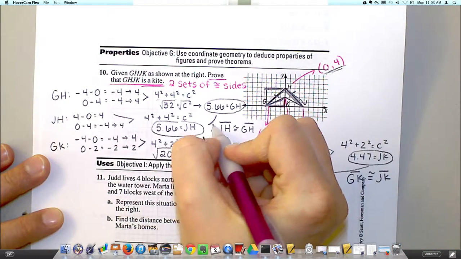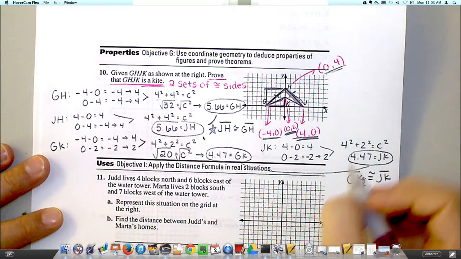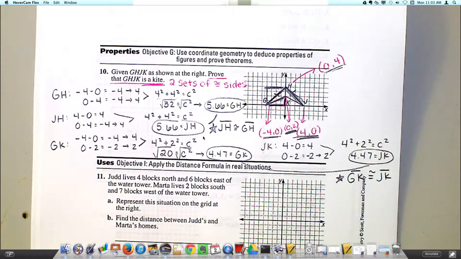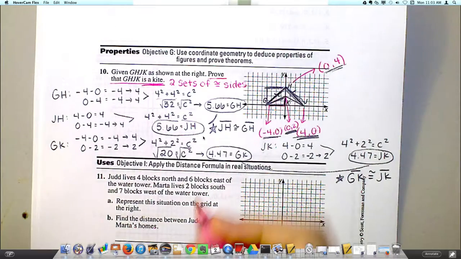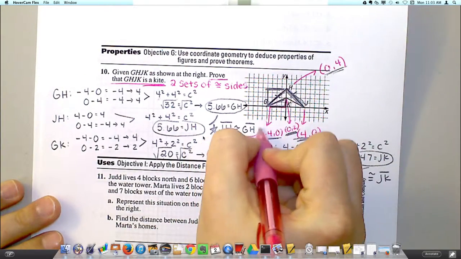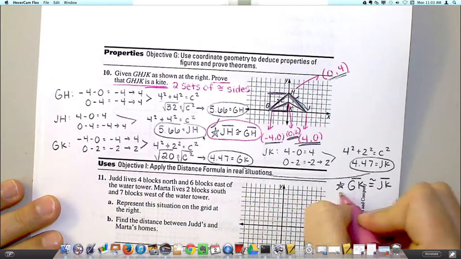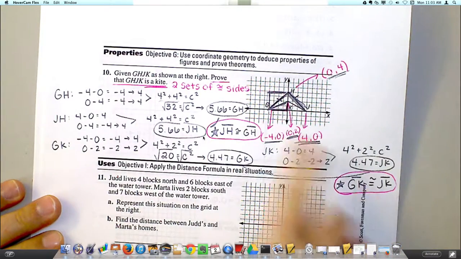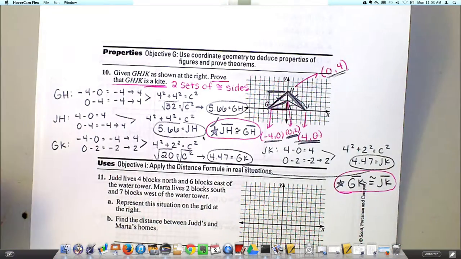So now I've got JH and GH congruent and GK and JK congruent. This would obviously look a lot nicer if I was writing it all out top to bottom. You know, I'm kind of just trying to squeeze it in the space that I have. But so based on these two statements, now I have enough to say that this is a kite, because that's what a kite has to have, is two sets of consecutive congruent sides.